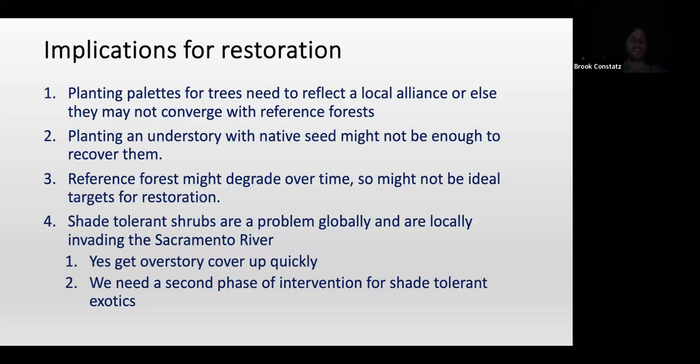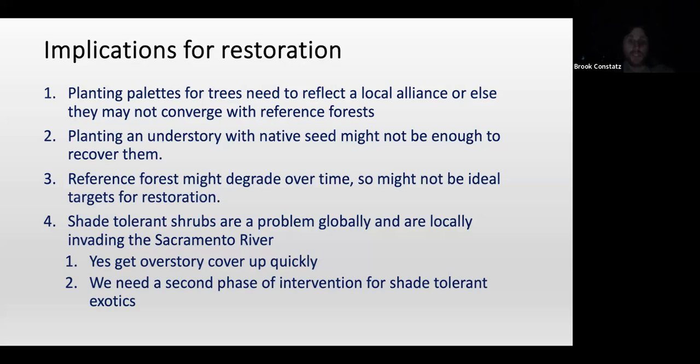Additionally, just because you plant an understory with native seeds might not be enough to recover it to the same level as reference forests. It definitely did a lot. It definitely was way better than it was as farmland or what it would be as just completely abandoned fields. And that was good, but seeding alone might not be enough intervention to recover these forests.